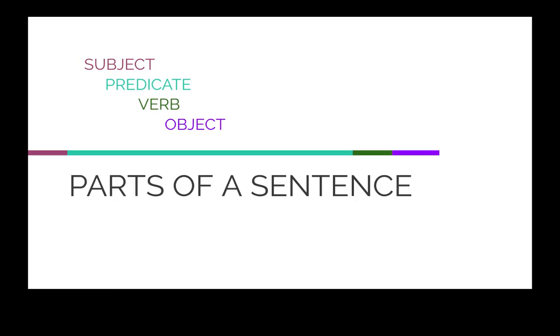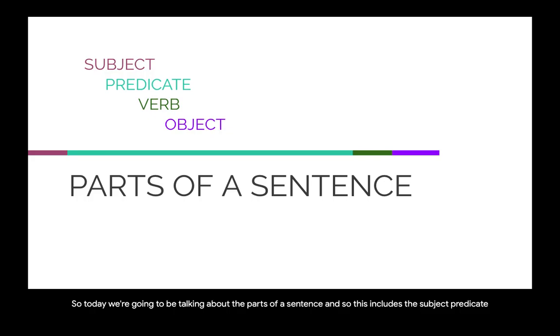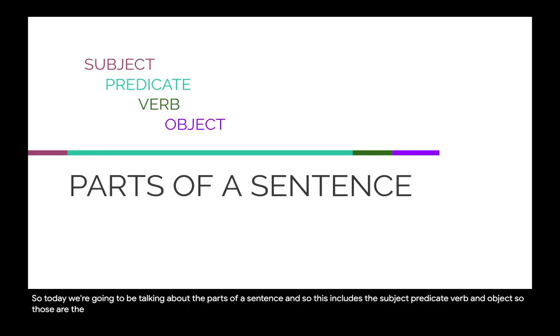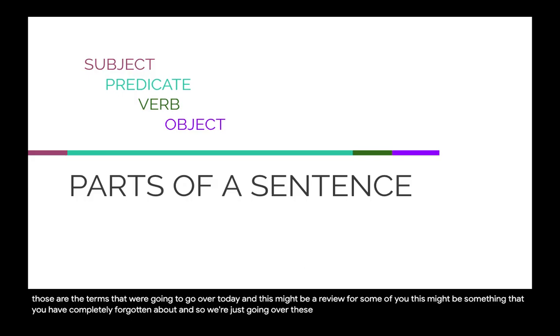All right, so today we're going to be talking about the parts of a sentence. And so this includes the subject, predicate, verb, and object. So those are the terms that we're going to go over today. And this might be a review for some of you. This might be something that you have completely forgotten about. And so we're just going over these 4 terms today.